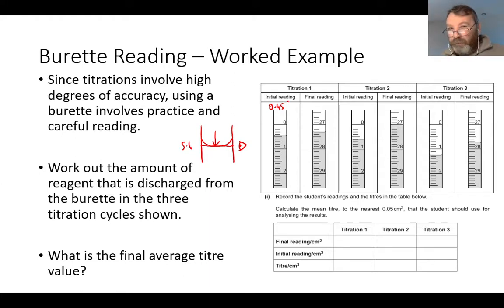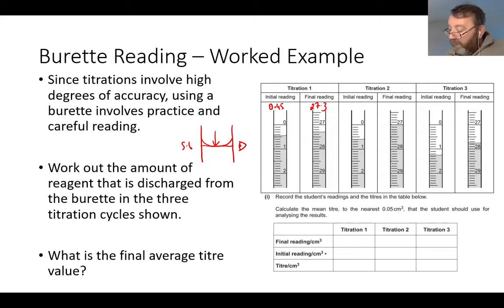Okay, now you can kind of get it to 0.1, but if it moves in between two of them, you have to guess the 100th position. We've no idea exactly what it is, but you can guess it. There's enough marks in there to be fairly accurate. Okay, and then that's the first one, and then the second one, the final reading is 27.3. So I come down here to my table.